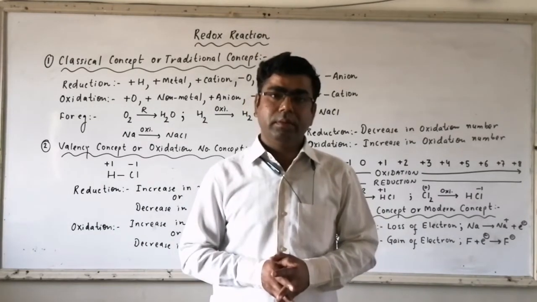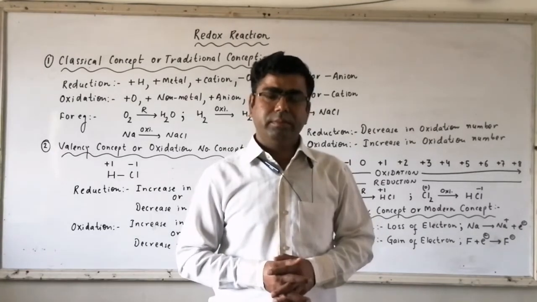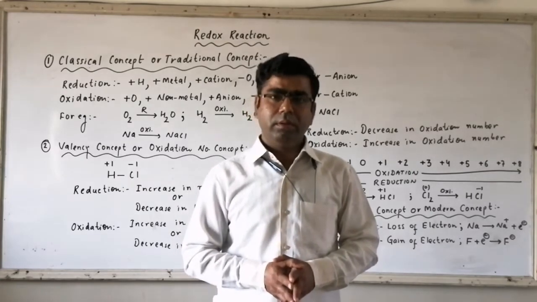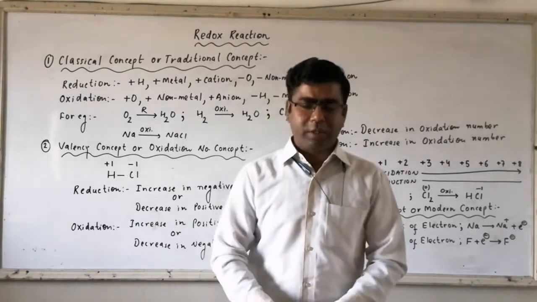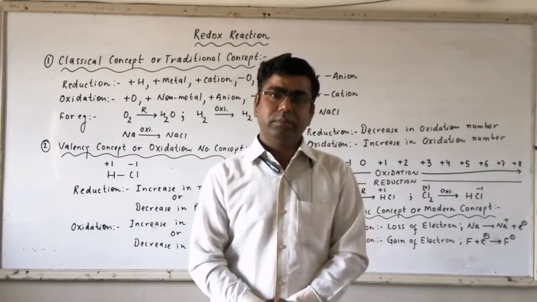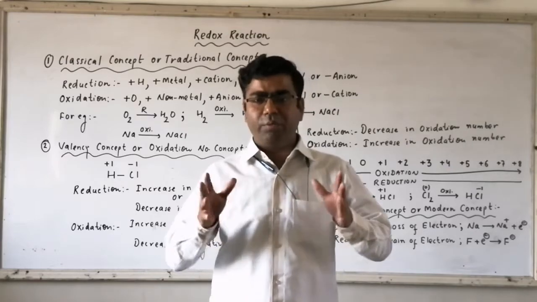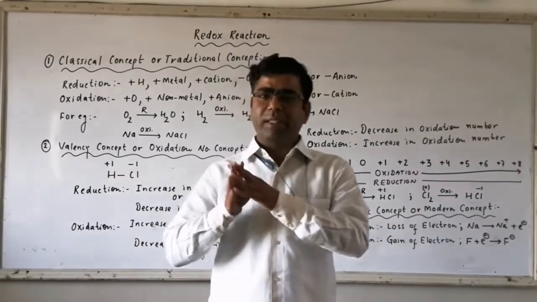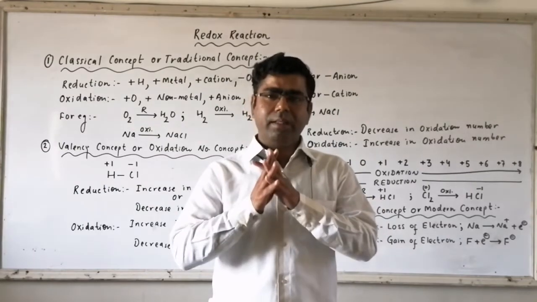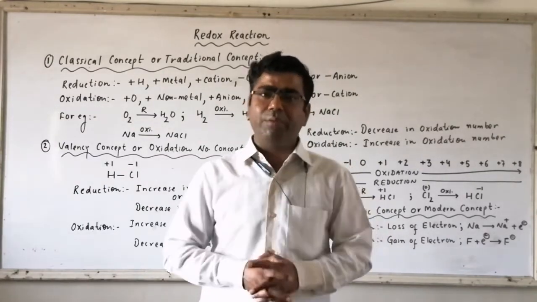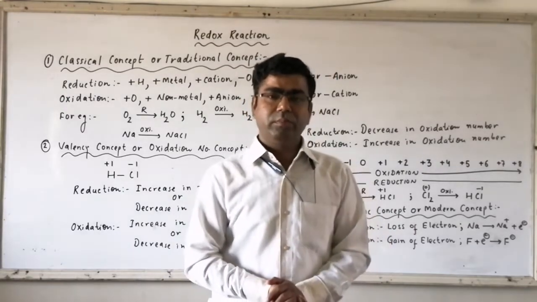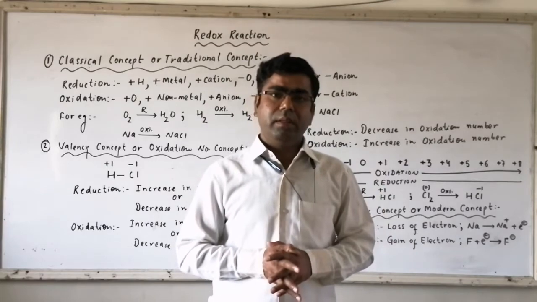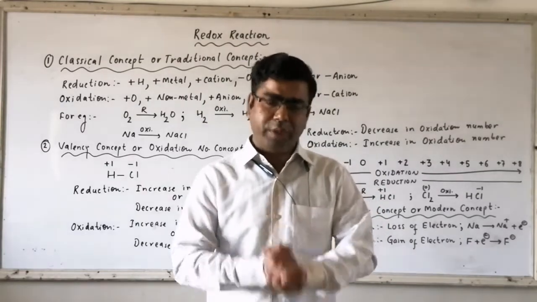That's why some more ideas regarding the definition of reduction and oxidation are added. Now first of all, let us talk about redox reaction. You know it very well that reduction and oxidation reactions take place simultaneously. If one of the substances is showing reduction, then at the same time the other reactant for the same chemical reaction will show oxidation. So reduction and oxidation reactions take place simultaneously, and that's why the reaction is called redox reaction.